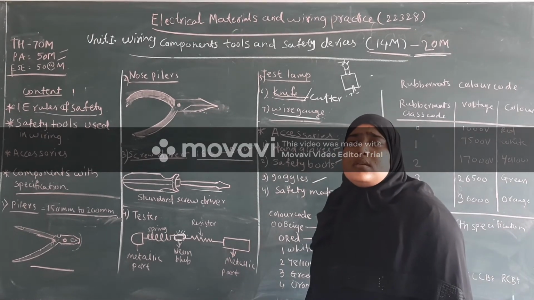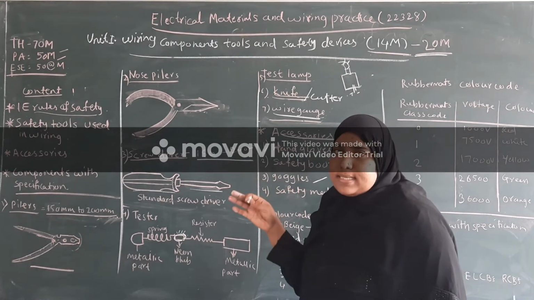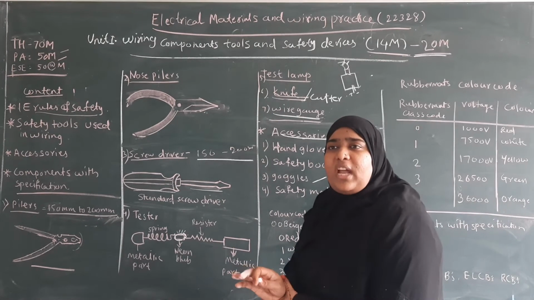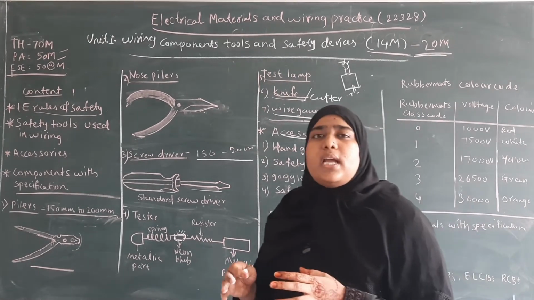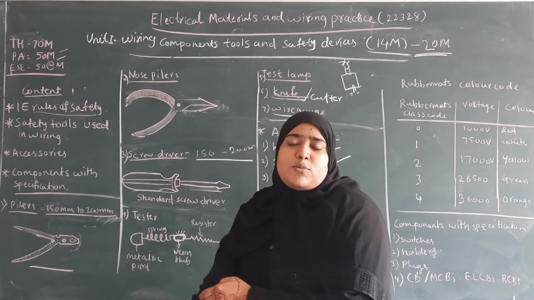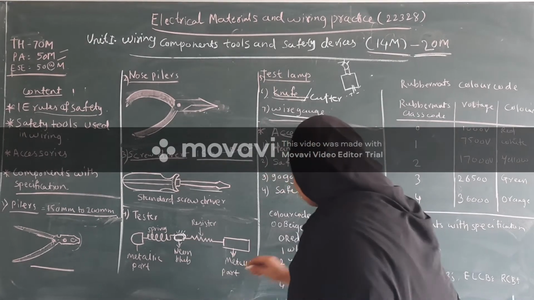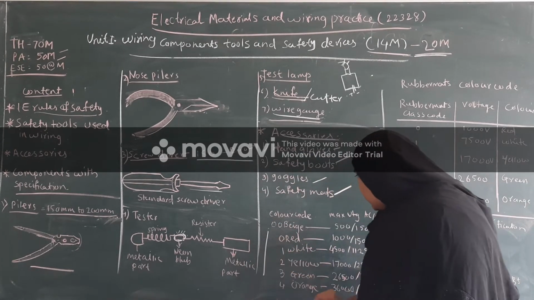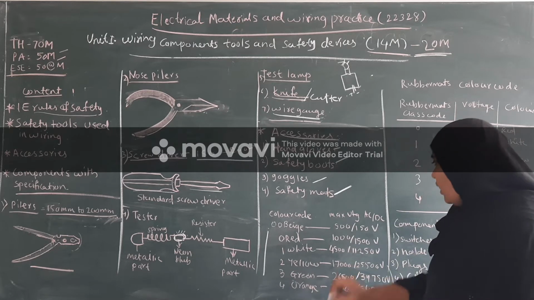Safety hand gloves are used for the protection of hands. There are different types of hand gloves, such as cotton hand gloves, rubber hand gloves, synthetic hand gloves. Different types of hand gloves we have to use according to the ratings, according to the color code. There are different voltage ratings of the hand gloves.